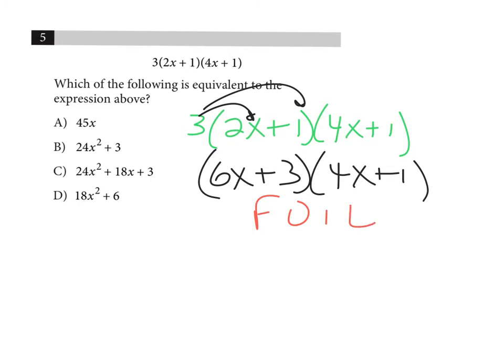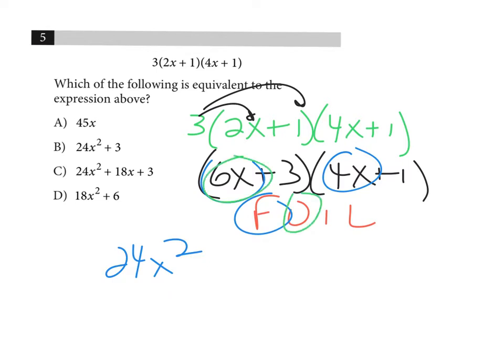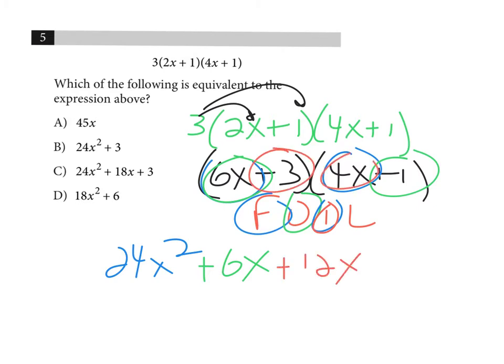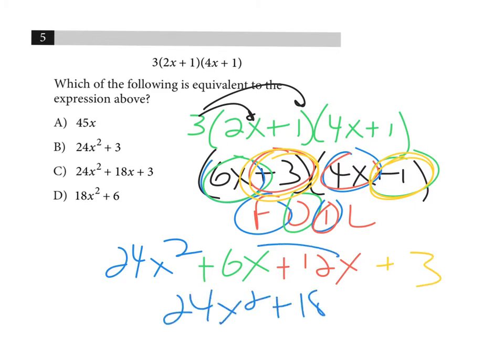I'm going to multiply the firsts, 6x times 4x, or 24x squared. I'm going to do the outers, 6x times 1 to get 6x. Then I'm going to do the inners. I'm going to do 3 times 4x to get 12x. And then I'll do the lasts, 3 times 1 to give me 3. So here my answer is going to be 24x squared. These two can be combined to get 18x plus 3. Or letter C.